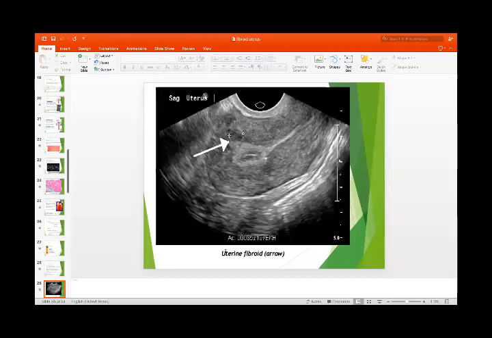You can see this is the central endometrial lining. This is the uterine wall, and this is the small fibroid. One is this, and the other is this. So these are the small echogenic masses in the uterine wall. This is the uterine wall, and this is the endometrial lining.